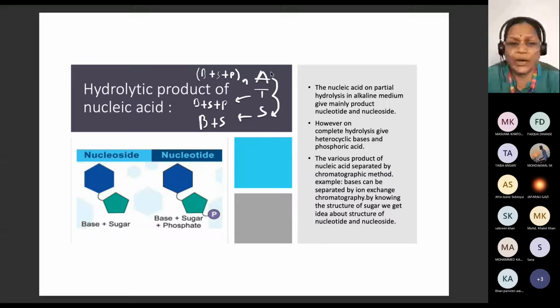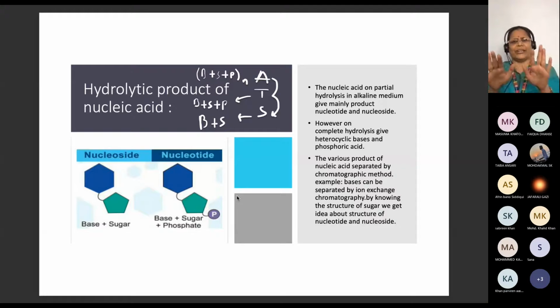Hello, are you listening? I repeat once again, your nucleoside, at the bottom you have side. This nucleoside is nothing but your base plus sugar. Nucleotide is base plus sugar plus phosphate, BSP. If I take that polynucleotide n times, then we call it nucleic acid.